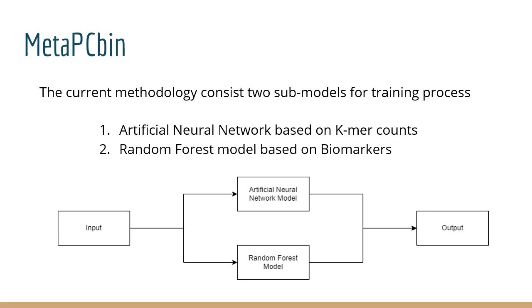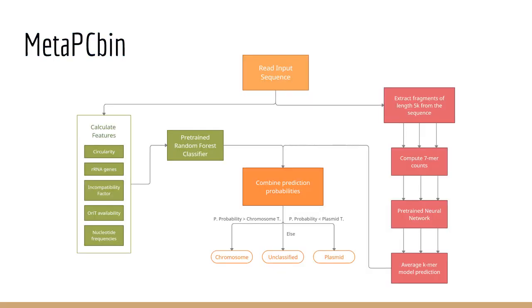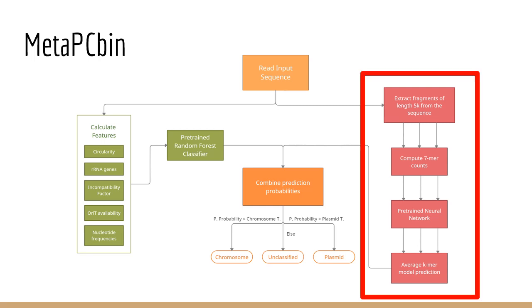Meta-PCBin is based on two machine learning models. The first one is an artificial neural network that uses kmer counts of DNA sequences as the model features. The second one is a random forest machine learning model which uses biomarkers as the model features. This shows the high-level view of the user journey of the system. The user inputs a DNA sequence and the system returns the plasmid chromosome classification.